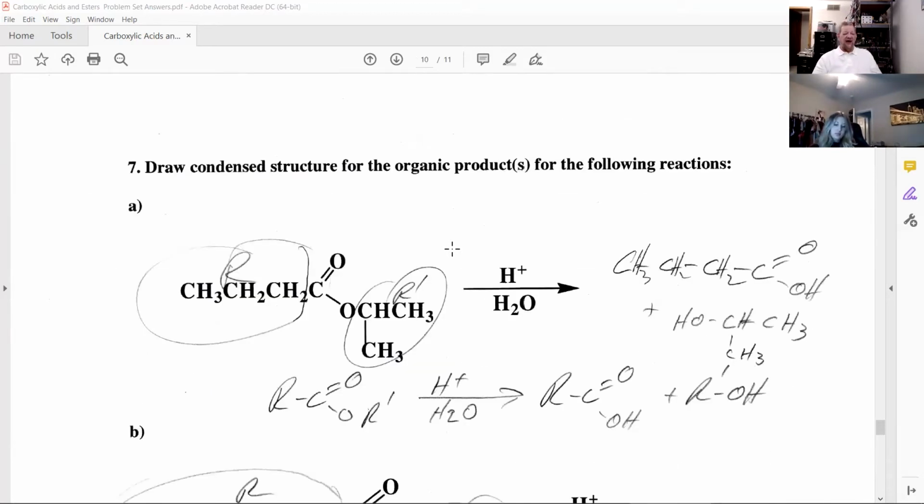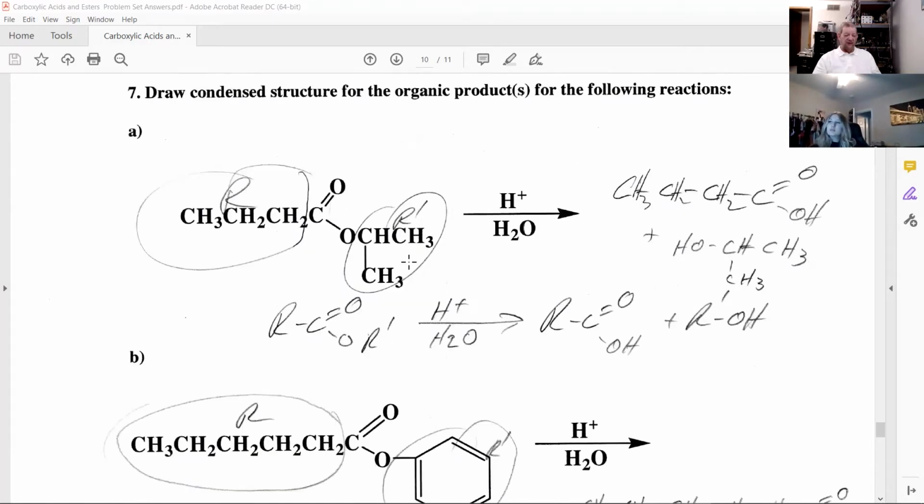All right, let's look at seven. And seven is draw the structure for organic product or products for the following reaction. And here, what do we have? What's different? What's not carbon? What's not hydrogen? Seriously, when I look at a molecule, I scan, look for what's not a carbon-carbon single bond, or what's not carbon, or what's not hydrogen. Ooh, carbonyl, oxygen, R group here, R prime, R ester. Acid and water, remember H plus is acid catalyst. And this is acid hydrolysis of an ester, which we'll come back to later, because this is how your body breaks down fats and oils in your stomach and intestine.